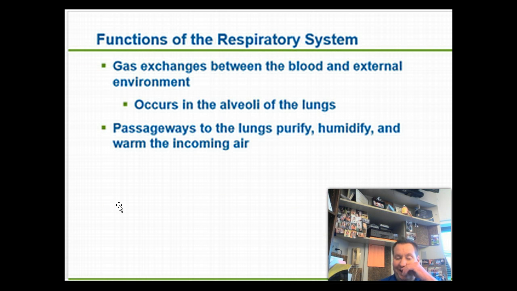So the major function of the respiratory system is gas exchange between the blood and the external environment. This is the gas exchange organ system of your body. Remember, we're going to load the blood with oxygen, and then dispose of water vapor and CO2 from the blood into the environmental air. So we're bringing in oxygen from the environment, and disposing of the waste gases produced as a result of cellular respiration, in the form of CO2 and water vapor.